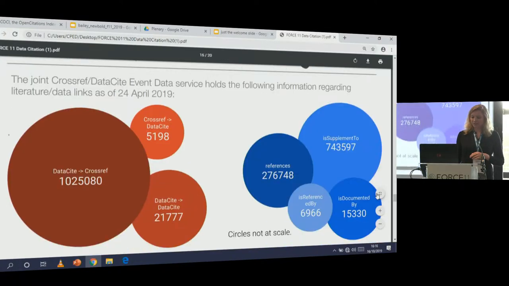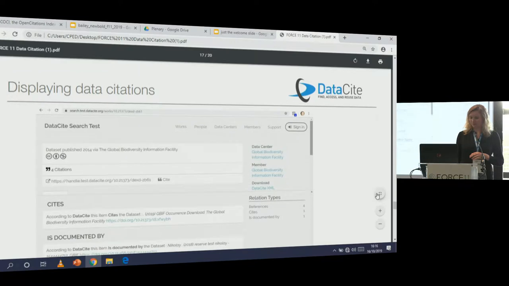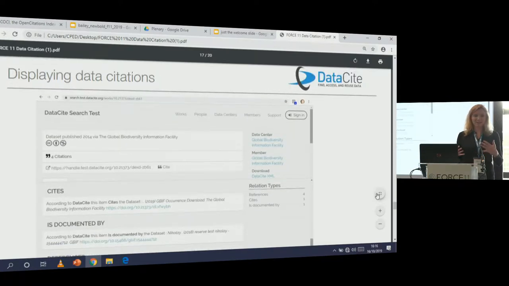So our current thinking, and that's literally what we're thinking right now, because we're in the process of displaying this information we're getting, because we really see that as a next step. We get all this information and we need to share it with the community. So we're developing it literally this week, this month. What you're seeing here is in the DataCite search system, but still in test. And we do not just want to show a number, we actually want to show people what it means and what we see coming in.